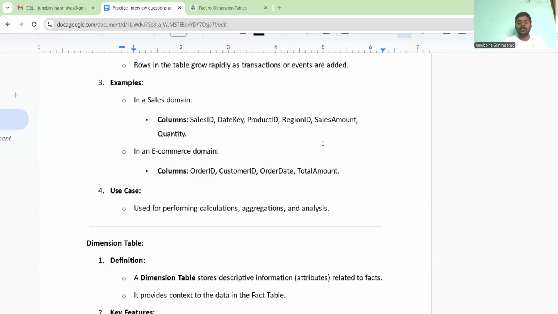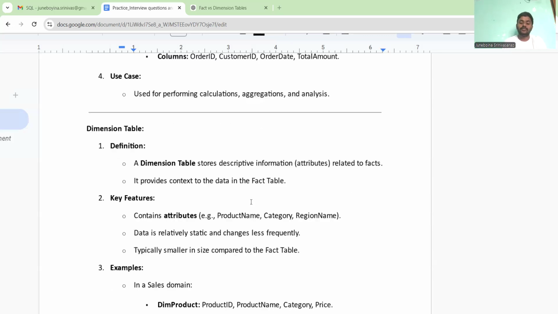Another domain is e-commerce domain. In this, the columns of fact table are order ID, customer ID, order date, total amount. Use case. Where we use this fact table and what is its importance. We mostly use it for performing calculations, aggregations, and analysis. So the fact table is mostly used for calculations, aggregations, and analysis of the data.